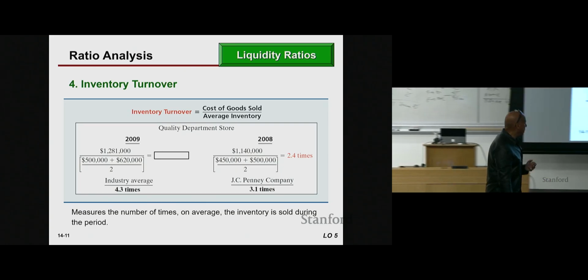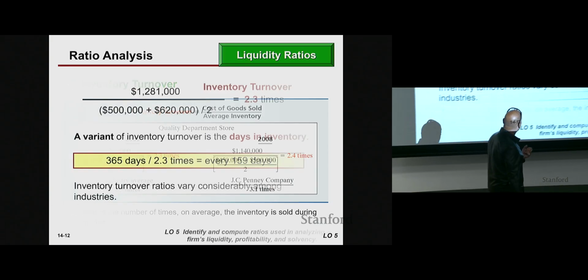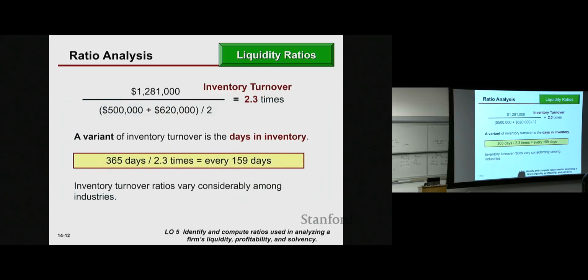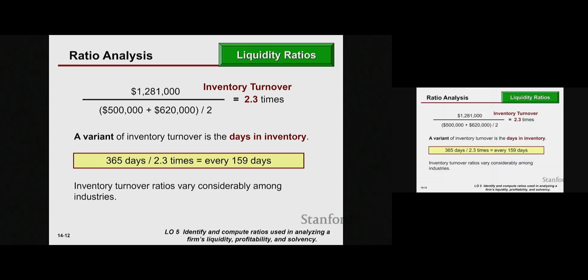Okay. Then we go ahead and we turn that into a number of days by taking the number of times they turned it over by the 365 days in a year, and that tells them how long things sat in inventory. This is how long things sat in inventory. Now, let me ask you this. Let's say it was every 159 days. If this was a sushi restaurant, would you want to eat there? Do not eat at a sushi restaurant that turns over its inventory every 159 days.